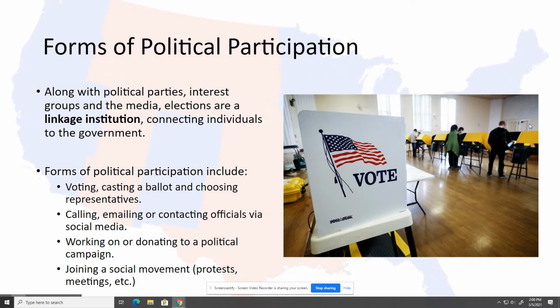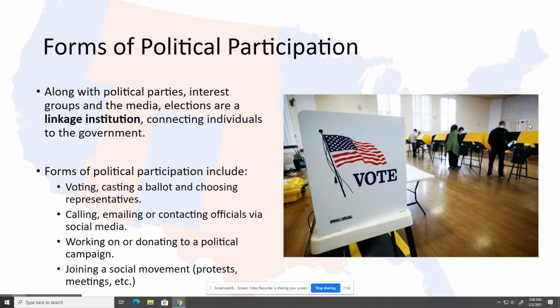So for example, in an election, you as an individual are going to be able to vote for the person that you want to represent you in government. Okay, so that election is linking you to the government. So linkage institutions are going to provide individuals with different forms of political participation, so ways that they can participate within the government. Elections are going to give us that opportunity to vote, choose our representatives.